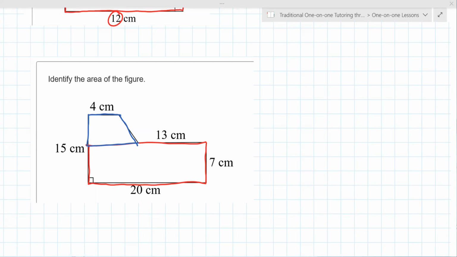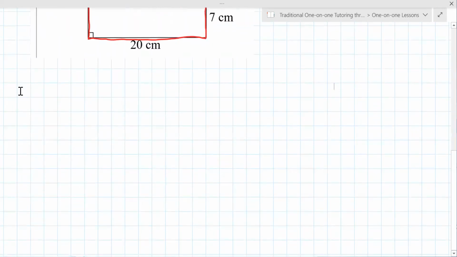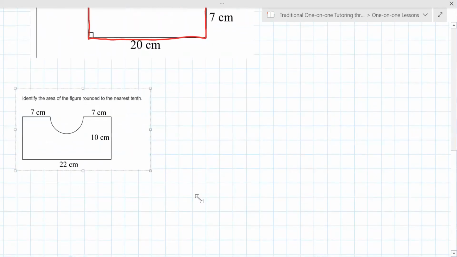How are you doing on this one? I'm almost done. I get 184 centimeters squared. That's my final total. Perfect. Let's go with it. So let's do another one here. This next one says to identify the area again. They do say to start rounding to the nearest tenth, so you may need your calculator on this one.